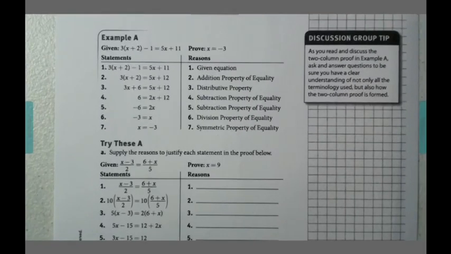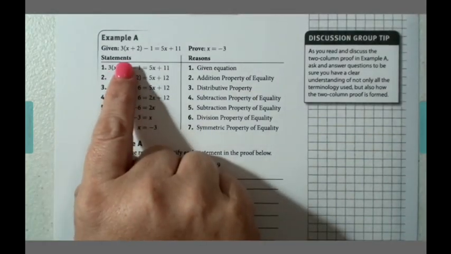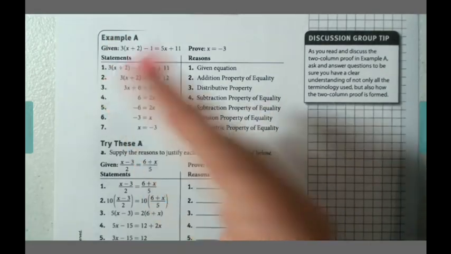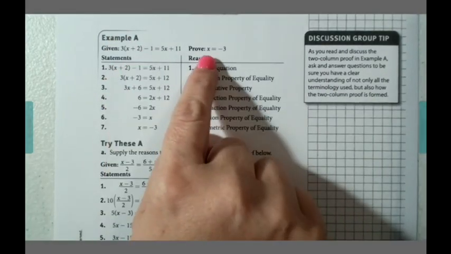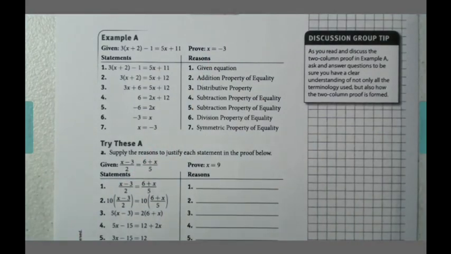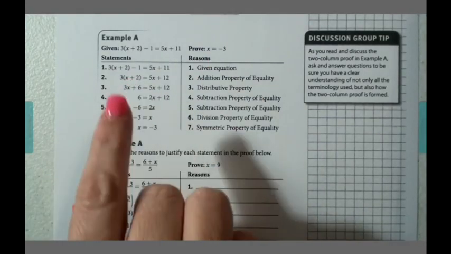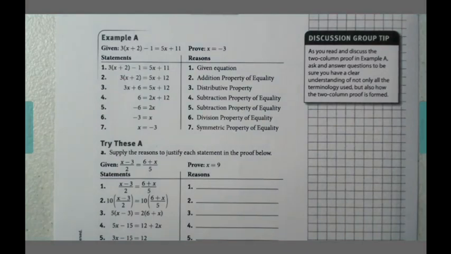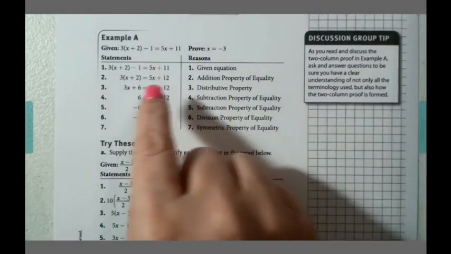All right. The last part of lesson 3-1 is this introduction to these two column proofs. I want to go ahead and take a look at example A. It has been completely worked out for us. It starts off, similar to question 4, giving us an equation and then asking us to prove, and it actually tells us what our answer should be. And all we do is list the steps in order as we work through the problem.